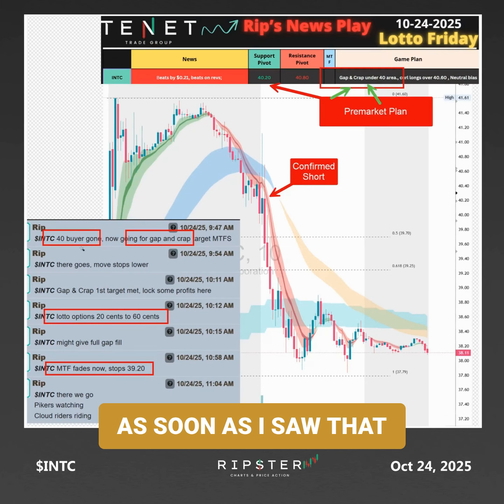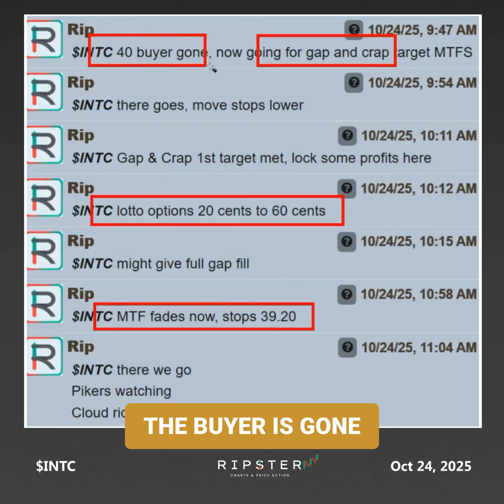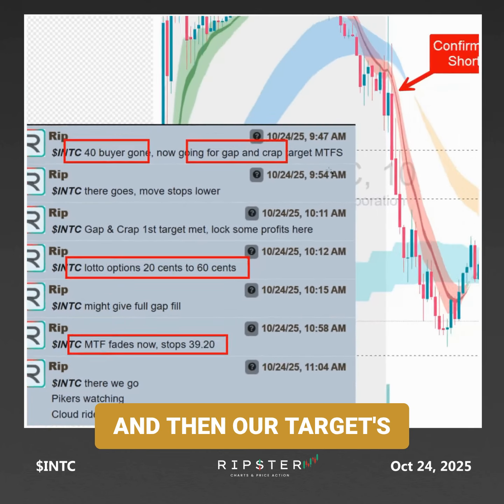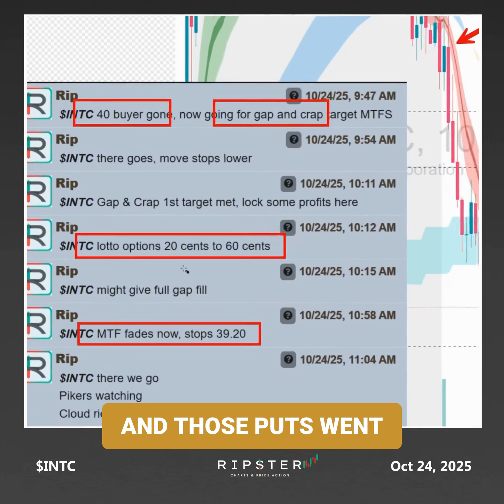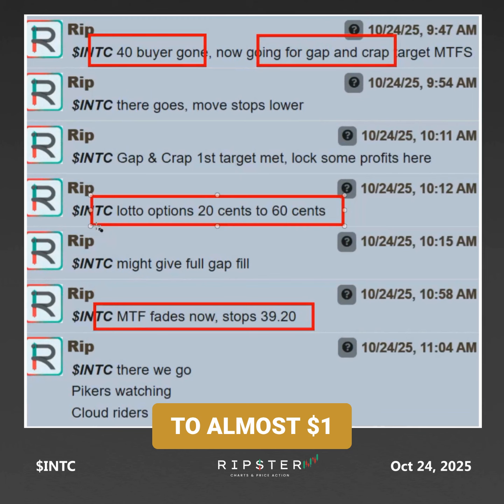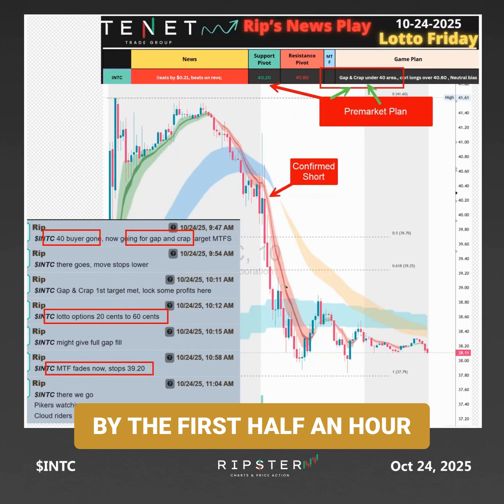Anyways, how did we trade that? Never hindsight from me. As soon as I saw that, I told the traders the buyer is gone, gap and crab it, buy the puts. The 39 puts were trading at 15 cents, and then our target is always the Fibonacci. And those puts went from 10-20 cents to almost $1 by end of the day. They hit 60 cents by like the first half an hour.